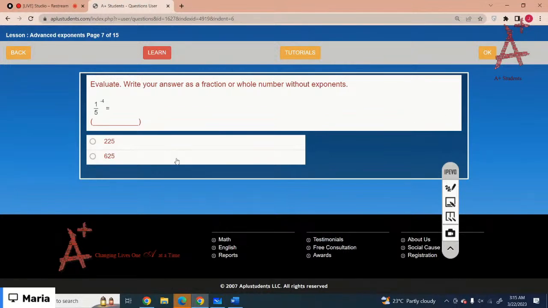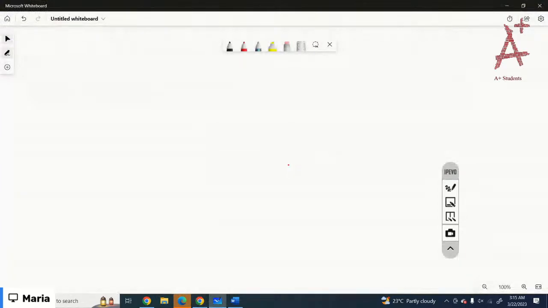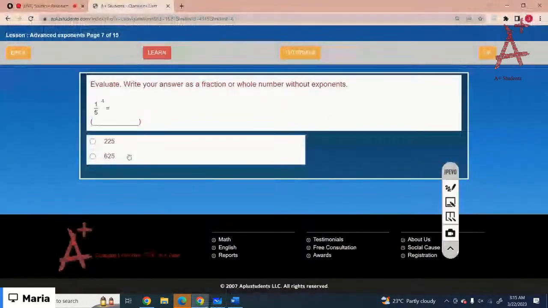Okay, the next one is 1 over 5 exponent minus 4. That means it is 1 exponent negative 4 and 5 exponent negative 4. Just make the exponent positive. That would be 5 exponent 4. You need to do 5 times 5 times 5 times 5. 5 times 5 is 25, and 25 times 25 is 625. Very good. So the correct option is 625.